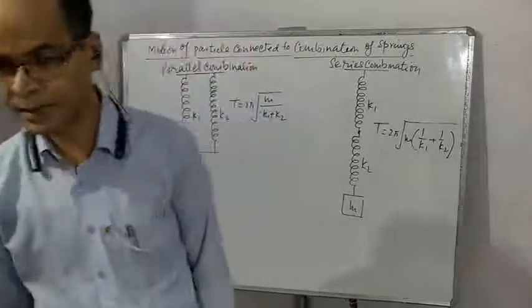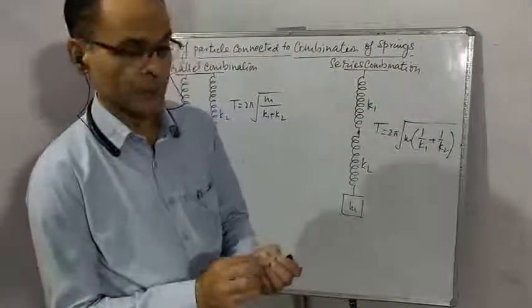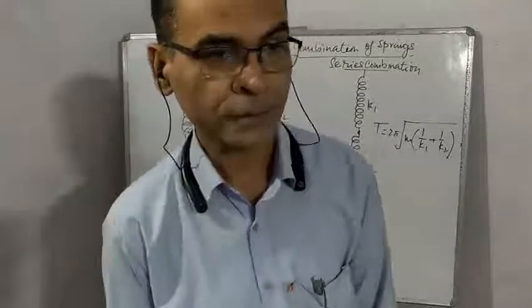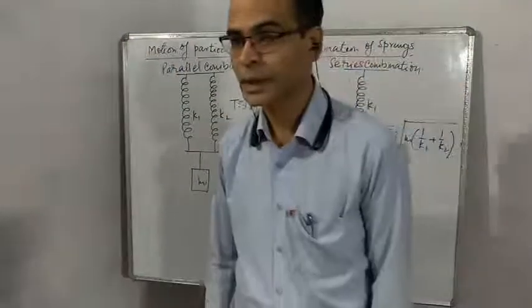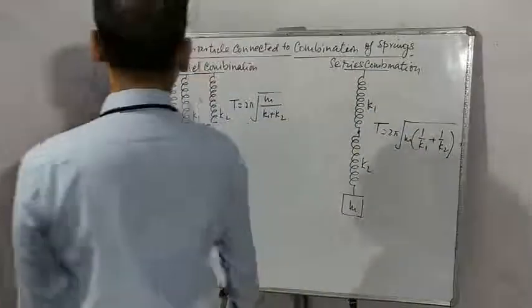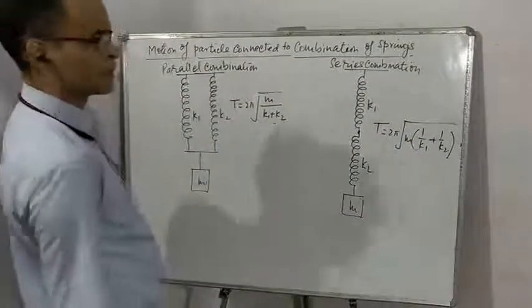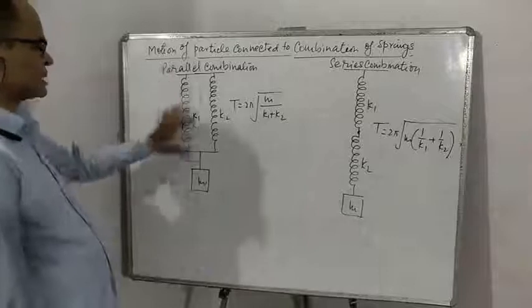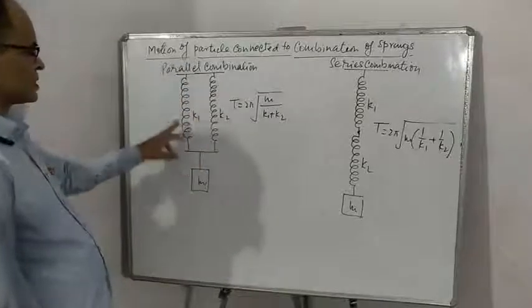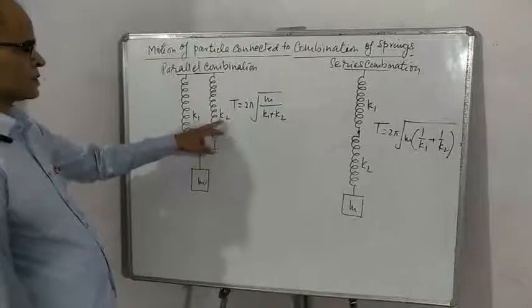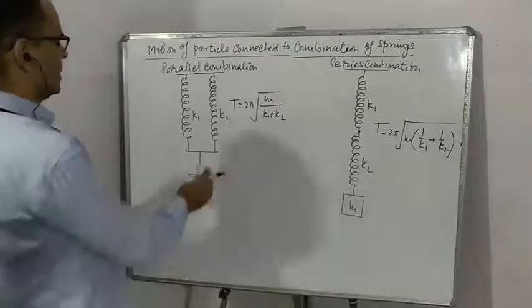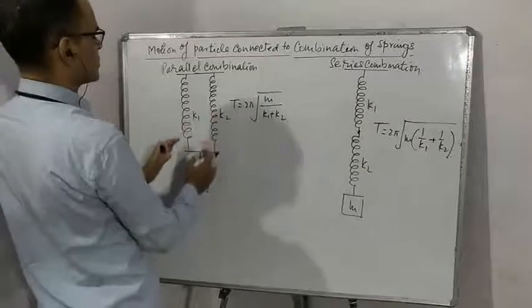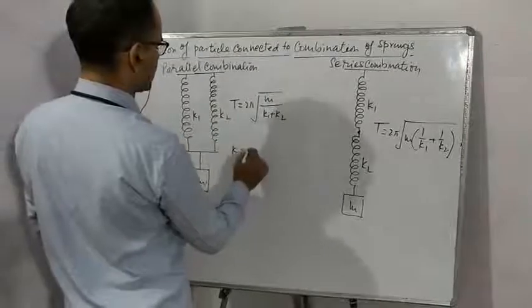Students, now let us understand oscillation of a particle by a combination of springs. Sometimes we need to combine two or more than two springs for certain purposes. Let us suppose two springs are connected in parallel. The force constant of this spring is K1 and the force constant of the second spring is K2. We can find that the equivalent force constant of this combination K is equal to K1 plus K2.